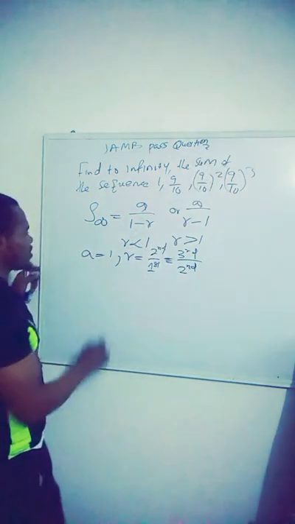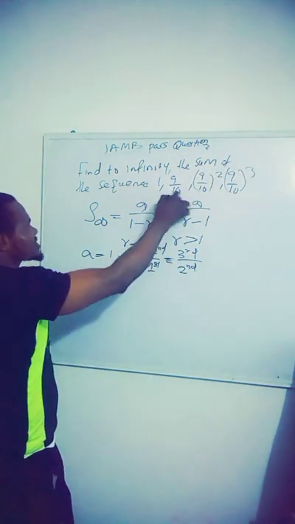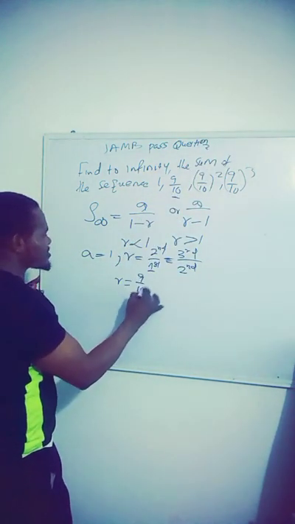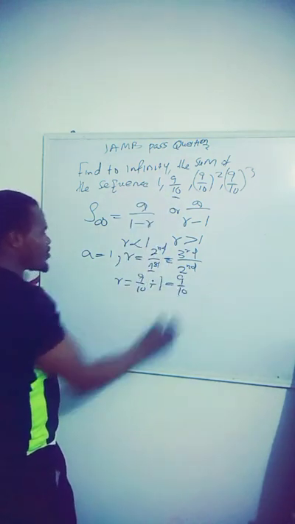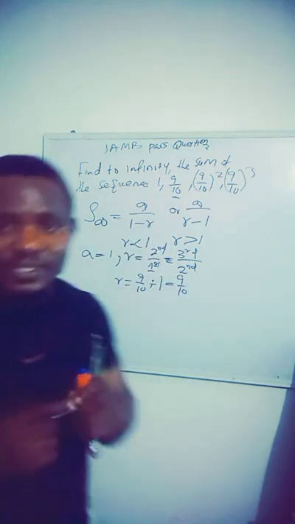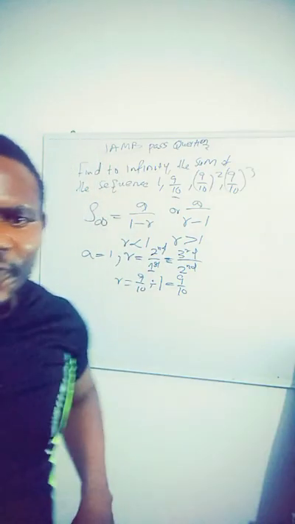Like that. So let's find our r. The second term, 9 over 10, divided by 1. So the common ratio is 9 over 10. Is 9 over 10 greater than 1 or less than 1?